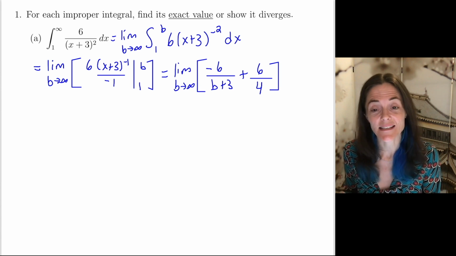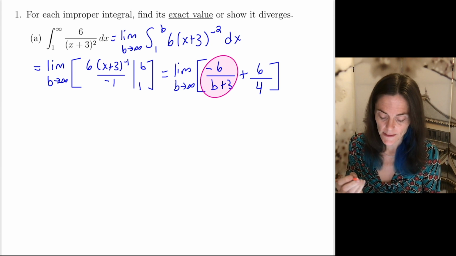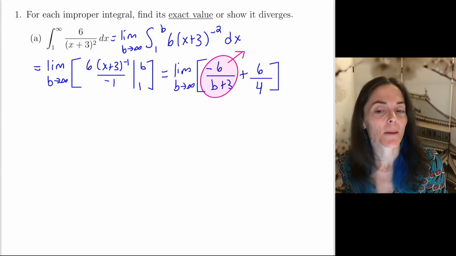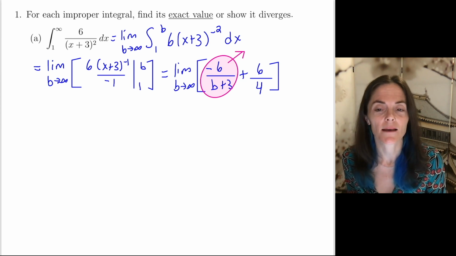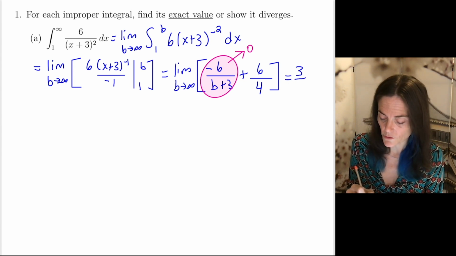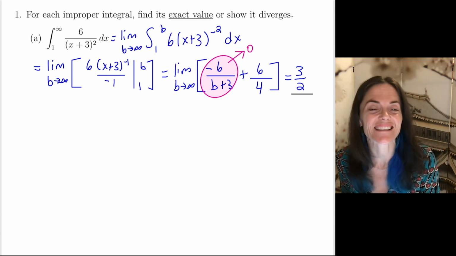Now I'm ready to take this limit as b goes to infinity, grows without bound. What's happening here? Well, b is growing without bound. Minus 6 over b plus 3 is going to 0. This limit is 0, and we can see our answer. It's 3 over 2. This improper integral converges, and it converges to 3 over 2.